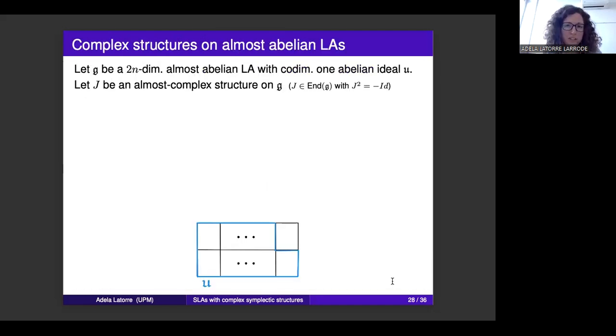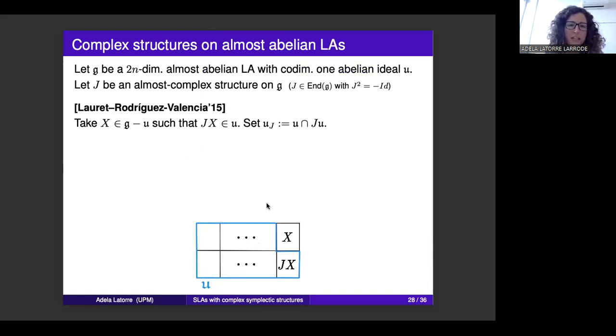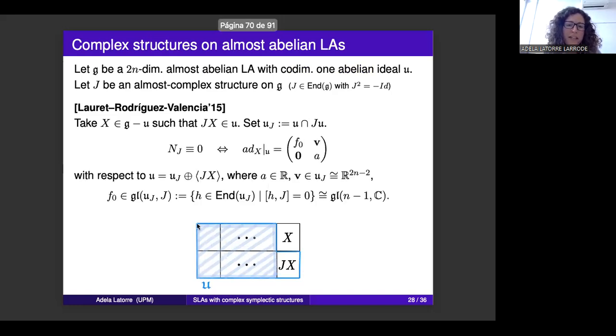First of all, let me say that complex structures on almost Abelian algebras have been previously studied. If we put in blue the Abelian part, then it was shown that if you take the element X outside your Abelian ideal, then the image under your complex structure should be inside the ideal. And then we can consider this set in blue, which would be J-invariant. And then the Nijenhuis condition is equivalent to having an adjoint of X of this form here, a block matrix, where F is inside the set of endomorphisms of the blue part commuting with your complex structure, this is a vector, and A is just a number.